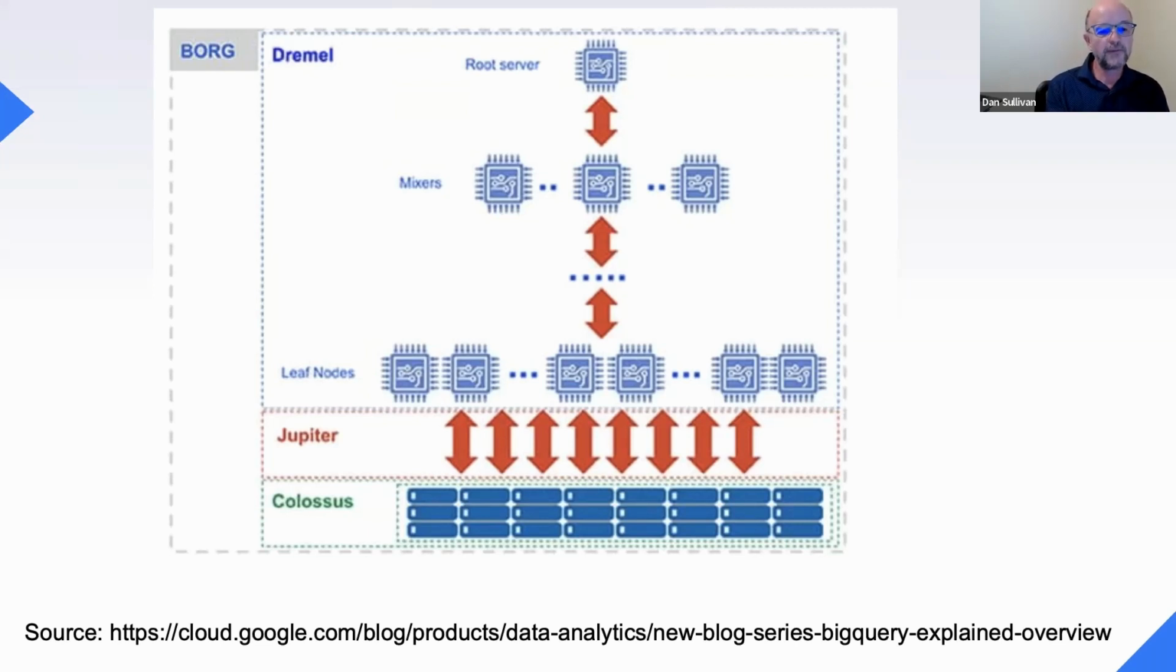Then on top of Colossus, or really in between Colossus and the Dremel servers, we have the Jupyter network. And then we have the tree of nodes that are managed by Borg. The leaf nodes are the things that do the work, like fetching data. Then the mixers, or the inner nodes, do a lot of the computation. And then there's a root that controls the whole job. All of this is orchestrated across multiple tenants by Borg.